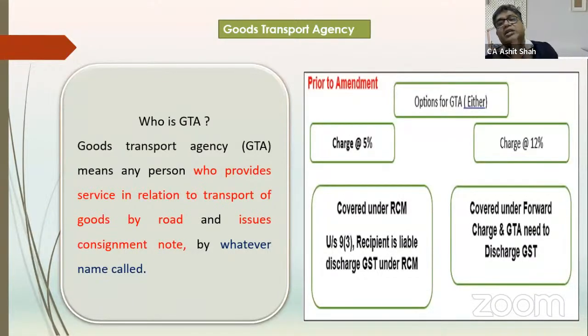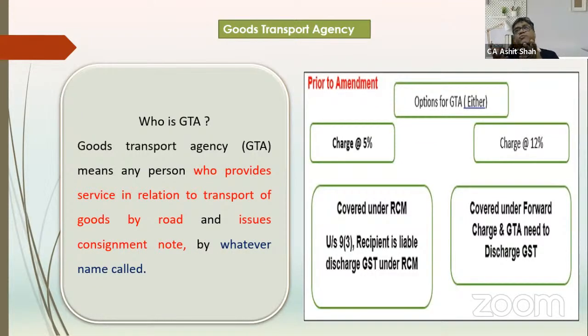If the charge is at the rate of 5%, then it would be covered under RCM, and the recipient is liable to discharge the GST under RCM. So transporter को कुछ करना नहीं था. Even he would be exempted from the registration under the GST law if he is providing exclusively the services on which the tax needs to be discharged under reverse charge mechanism. तो उसको रजिस्टर लेना भी जरूरत ना. But when he is opting under the 5% tax, that means RCM, then he is not eligible to claim the input tax credit on the goods or services procured by him for providing the transportation services. Naturally, वो tax नहीं भर रहा है, तो उसे कोई input tax credit नहीं मिलेगी.